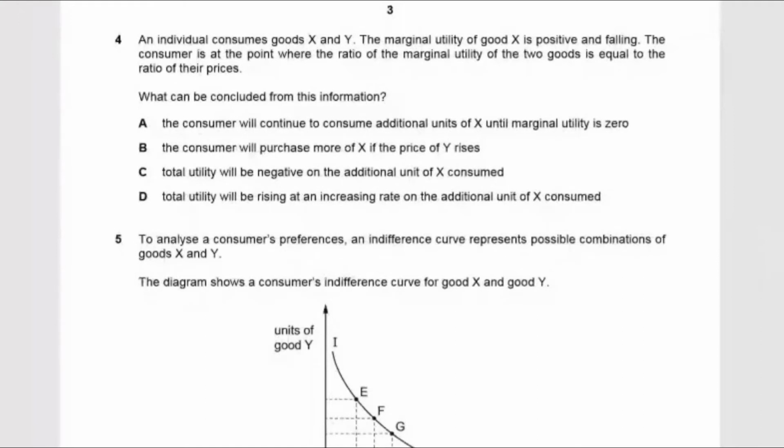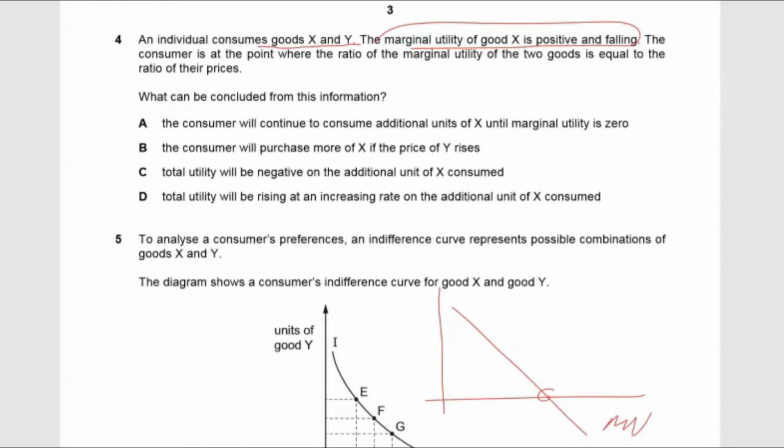Now we can move to question number 4. Question number 4 says an individual consumes goods X and Y. The marginal utility of X is positive and falling. If we draw the marginal utility curve, it looks like this, right? And marginal utility may go into the negative area as well. For example, I can make this graph once again. The marginal utility curve is like this, negatively sloped. The examiner is saying that marginal utility is positive. It means we are still in this region, not below zero, right? And it is falling. Falling means it is negatively sloped, right?